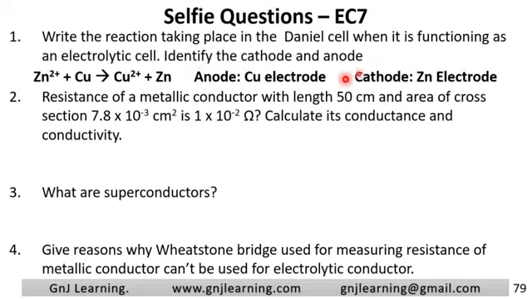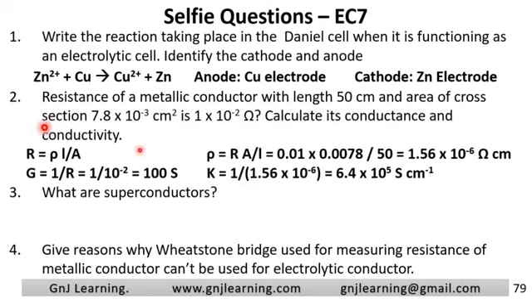Now, the resistance of a metallic conductor with a length of 50 centimeter and area of cross section 7.8 × 10^-3 centimeter square is 1 × 10^-2 ohm. So its length is given, area of cross section is given and resistance is given. What they have asked is to calculate conductance and conductivity. With resistance, length and area we can calculate resistivity. If you know resistance, you can calculate conductance. If you know resistivity, you can calculate conductivity.